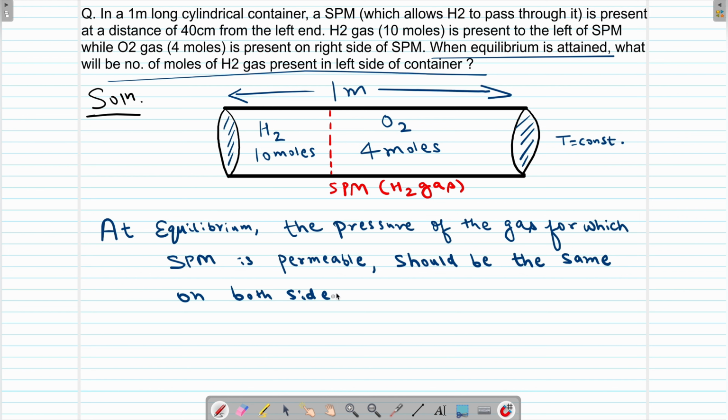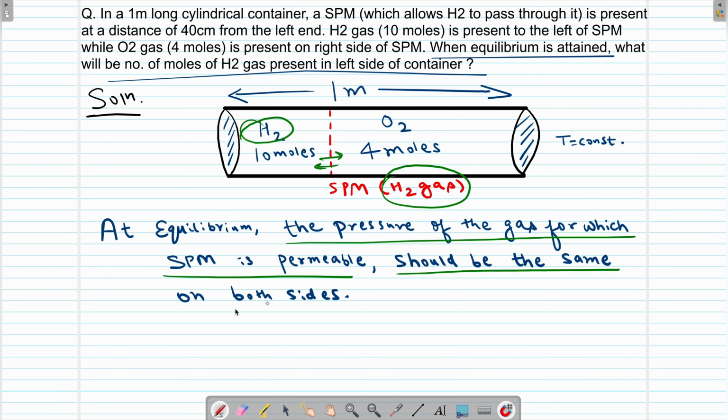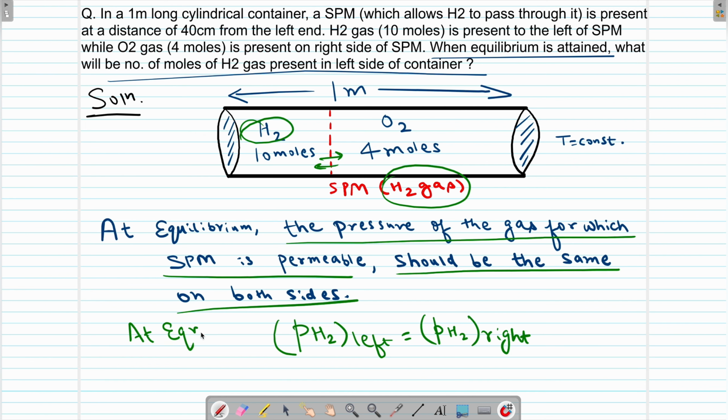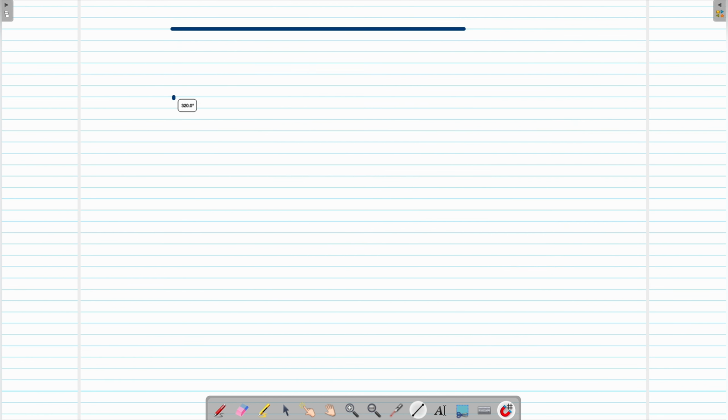So here the SPM allows S2 gas to pass through, thereby the pressure of S2 gas at equilibrium on the left hand side should be equal to the pressure of S2 gas on the right hand side of the SPM at equilibrium. So P of S2 on the left side should be equal to P of S2 on the right side at equilibrium, right? So now we'll again draw the container and solve this problem.